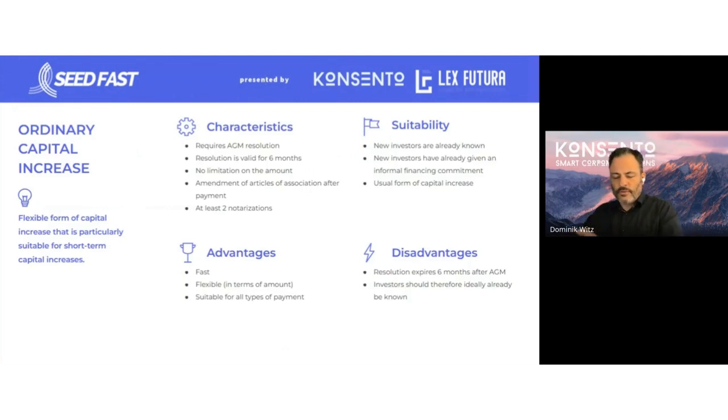It doesn't need to be the formal commitment in the subscription form yet, because the subscription form also needs to refer to the date of the AGM resolution, so you cannot fill this in too much time ahead of the annual general meeting or the extraordinary general meeting. And also, the ordinary capital increase is the usual form of the capital increase. So it's actually the most standardized one, if you want, for regular capital increases, and therefore also the name ordinary capital increase. So what are the advantages of the ordinary capital increase?